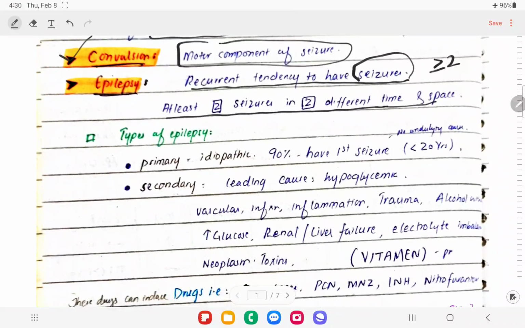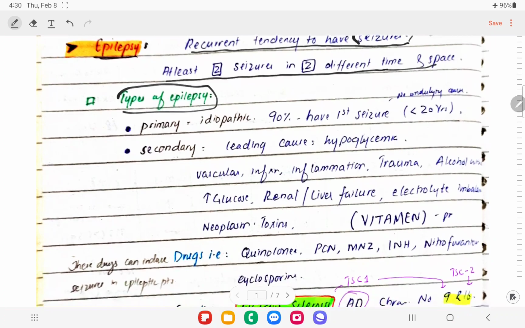Let's talk about types of epilepsy. We have two types: one is called primary and the other secondary. Then there is another classification. Previously, we used to call it partial and generalized seizures, but now we call it focal and generalized seizures, right? I'm going to discuss that classification on the next page.